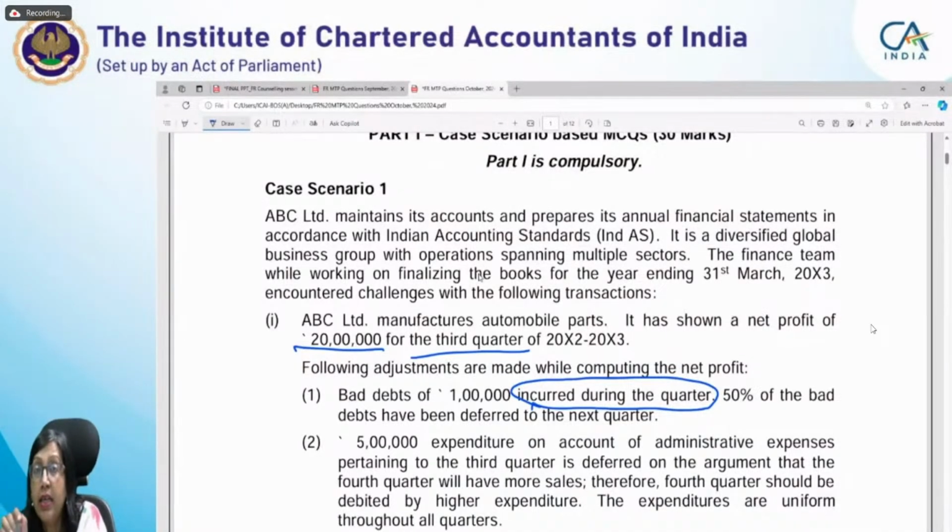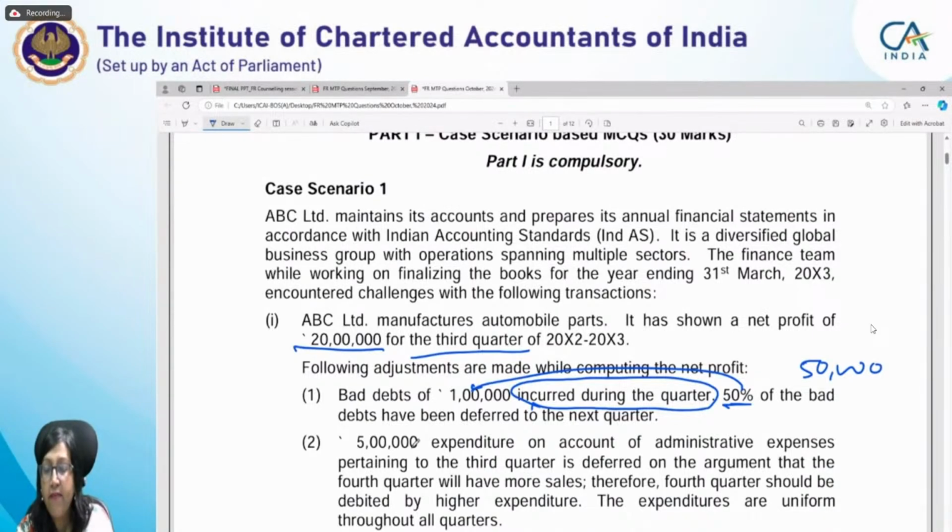Unless it is an uneven incurring of the expenditure throughout the year, or there is a particular reason where you can fairly justify why you are distributing or deferring it to different quarters. Otherwise, any expenditure which you incur in that particular quarter, you have to charge it there itself. So bad debts 1 lakh incurred during the quarter. So this 50% which has already been deferred will be added back, and 50% means 50,000 has to be added back.